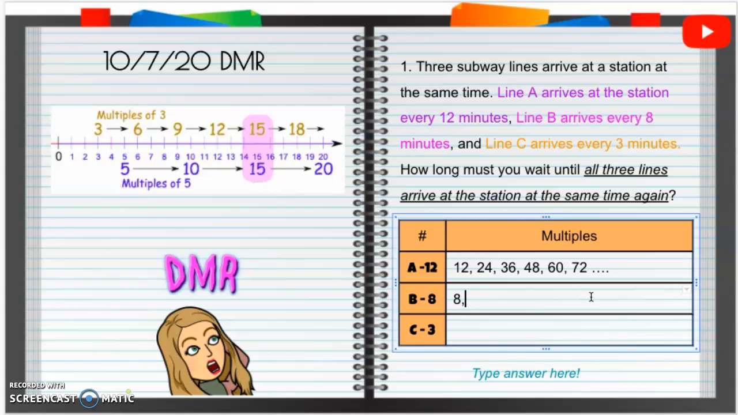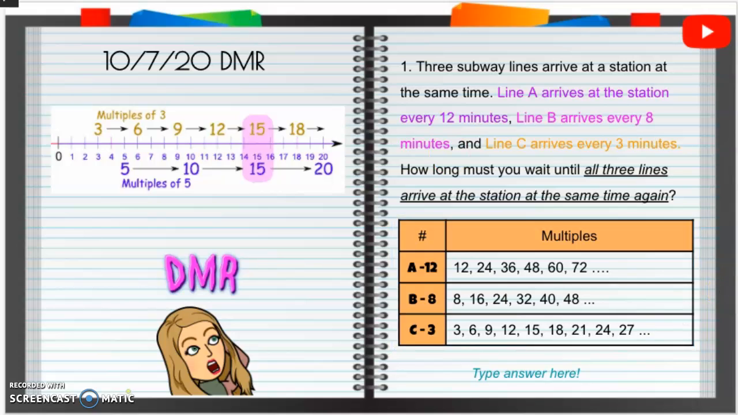Multiples of 8, we have 8, 16, 24, 32, 40, 48, and so on and so on. How about 3? We have 3, 6, 9, 12, 15, 18, 21, 24, 27, and so on.